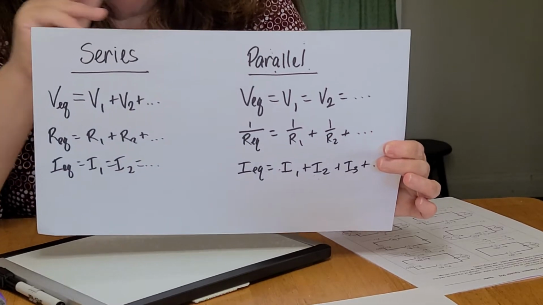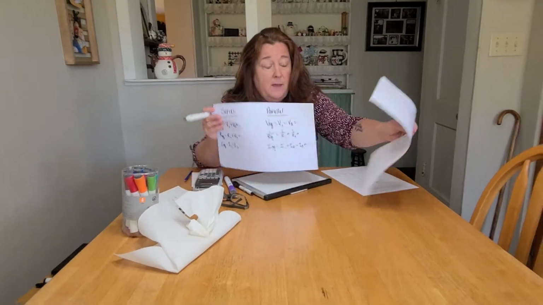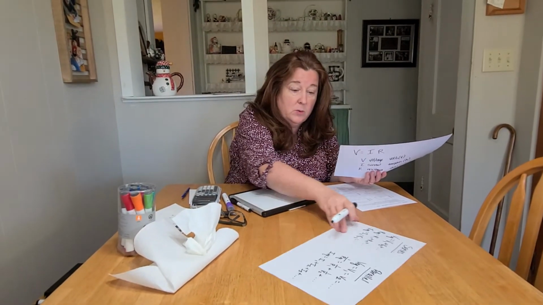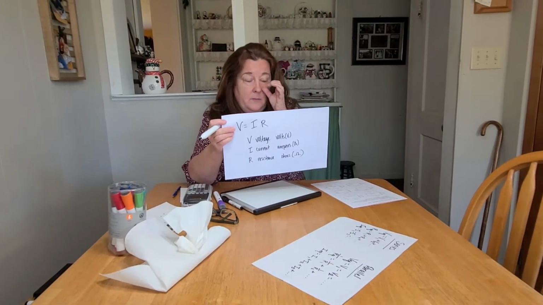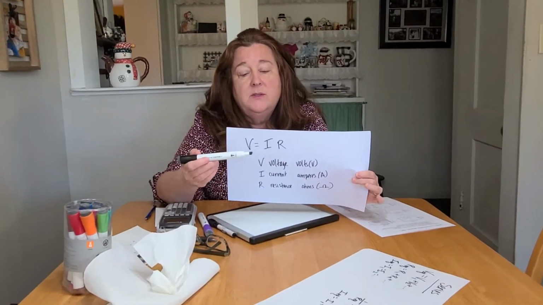So the three things we're worried about: voltage, resistance, and current. And the reason that we're worried about that is because we're going to use those rules and Ohm's law. Now, Ohm's law says that the voltage is equal to the current multiplied by the resistance.